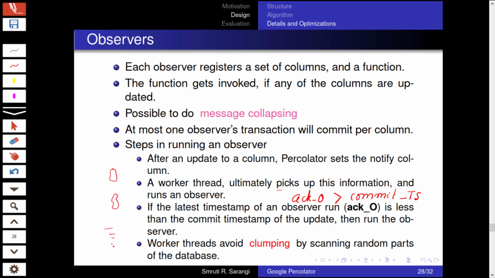And large parts of it are empty. So that's the reason what they actually suggested is that different threads can start at random parts of the database and simply start scanning it. Whenever they see a notify bit to be 1, they will start propagating the update, percolating the update. And so this will ensure that a large part of the database gets covered and we don't have a lot of queuing at the same place.